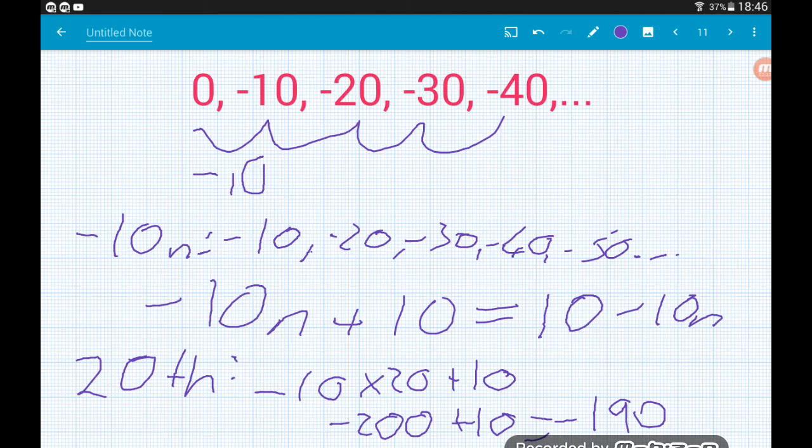Okay guys, that's an introduction to linear sequences and nth terms. Hope it's useful.